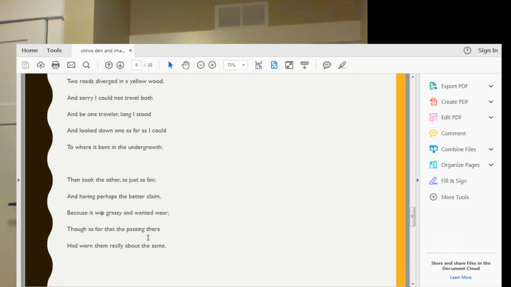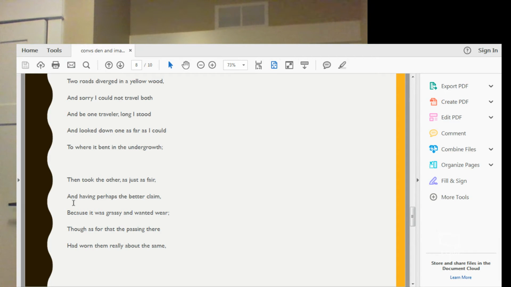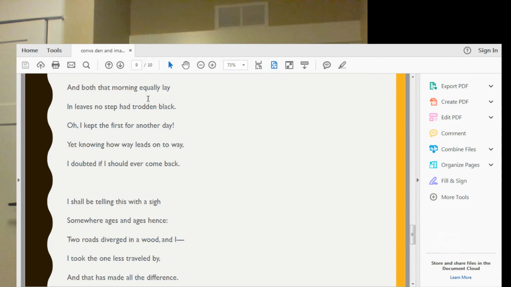Though as for the passing there, had worn them about the same. Okay, right there, it's saying that it's worn. So people have traveled on it. So think of worn shoes. Okay? Many people have traveled both of them. They look about the same as worn. So many people have traveled both roads. They look just fine. And both that morning equally lay. Okay, so it's just talking about how the roads look, and we can now say that it's morning time. And leaves no step had trodden black.